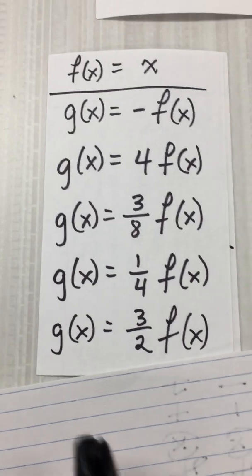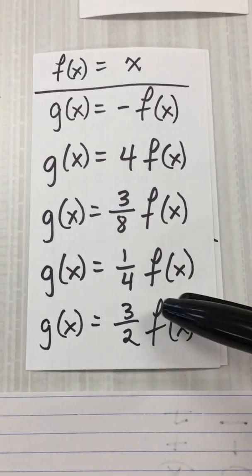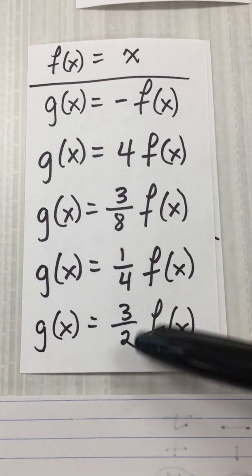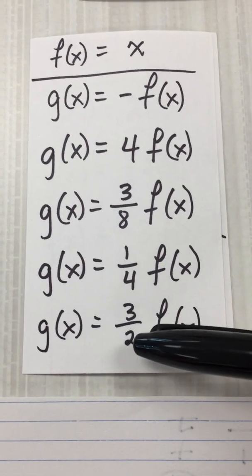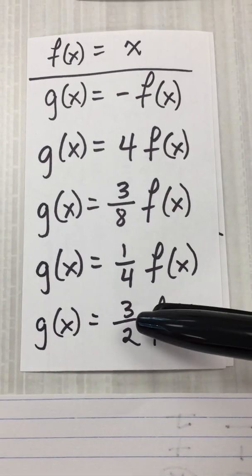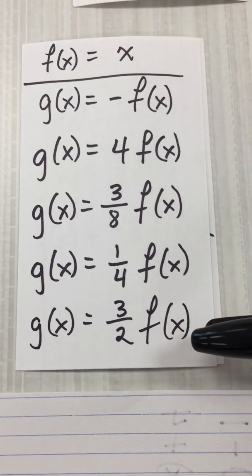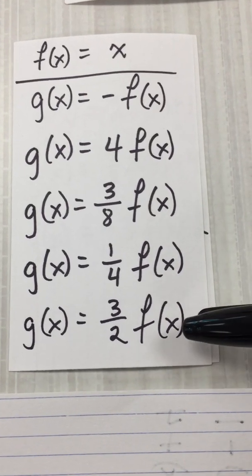This one, g of x equals 3/2 f of x. So I'm multiplying my original equation f of x by 3/2. Is the top number smaller than the bottom number? No, it is not. This number is bigger than 1. So if I'm multiplying by a number bigger than 1, what's going to happen? It's going to get bigger, which means it's going to get steeper. So this is a steeper one.